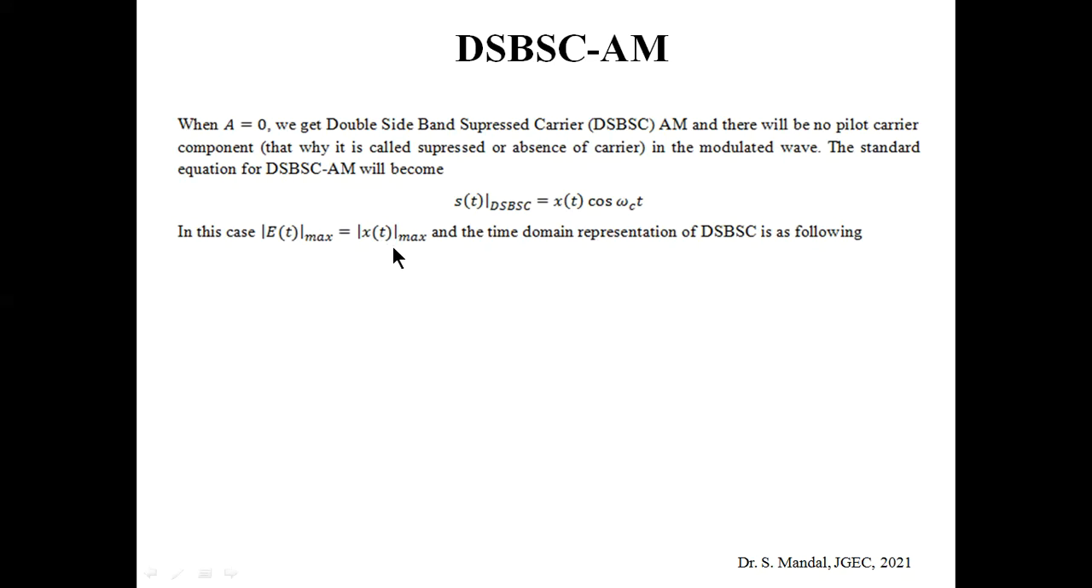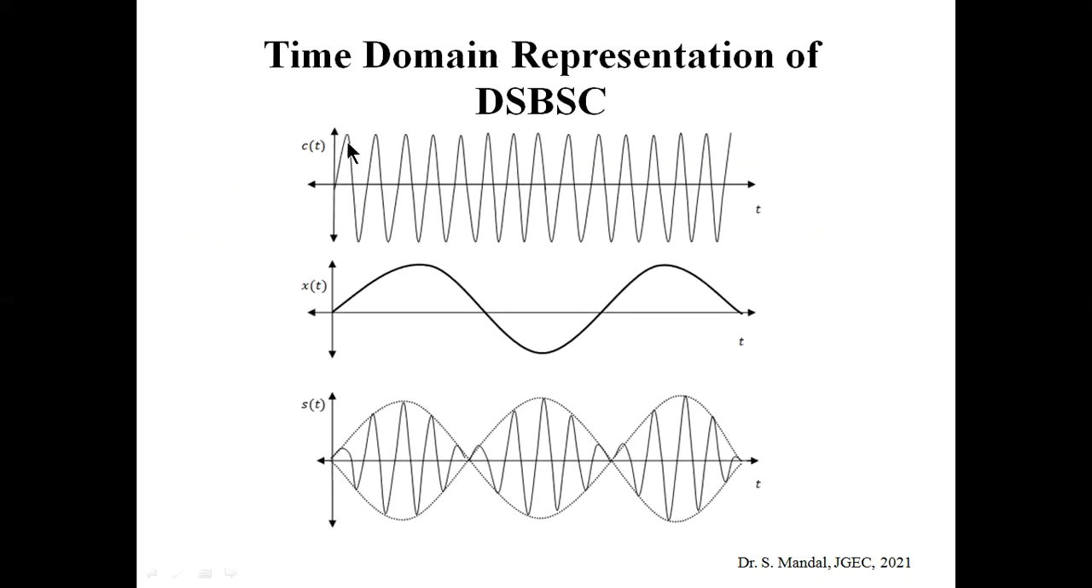Let's see the time domain representation of DSBSC, that means how the DSBSC signal looks in a CRO. So this is the carrier signal, this is the message signal. Now you can see that at this point, when xt crosses the t axis and its polarity changes, the two envelopes will touch each other.